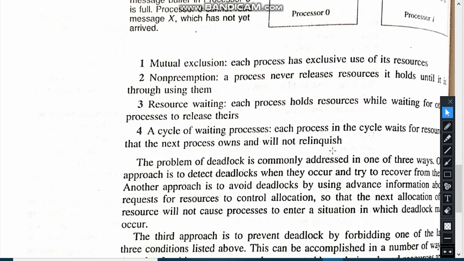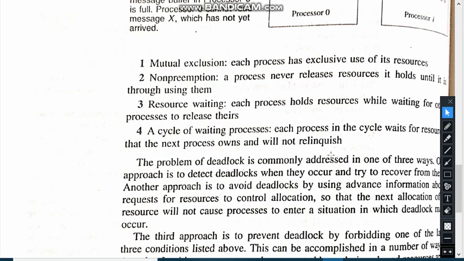The second is deadlock prevention. If we try to prevent one of the four necessary conditions from occurring, then we can prevent a deadlock in the system. And through deadlock avoidance we can also try to deal with the deadlock. Using wait-for graph and Banker's algorithm, we can deal with deadlock avoidance.